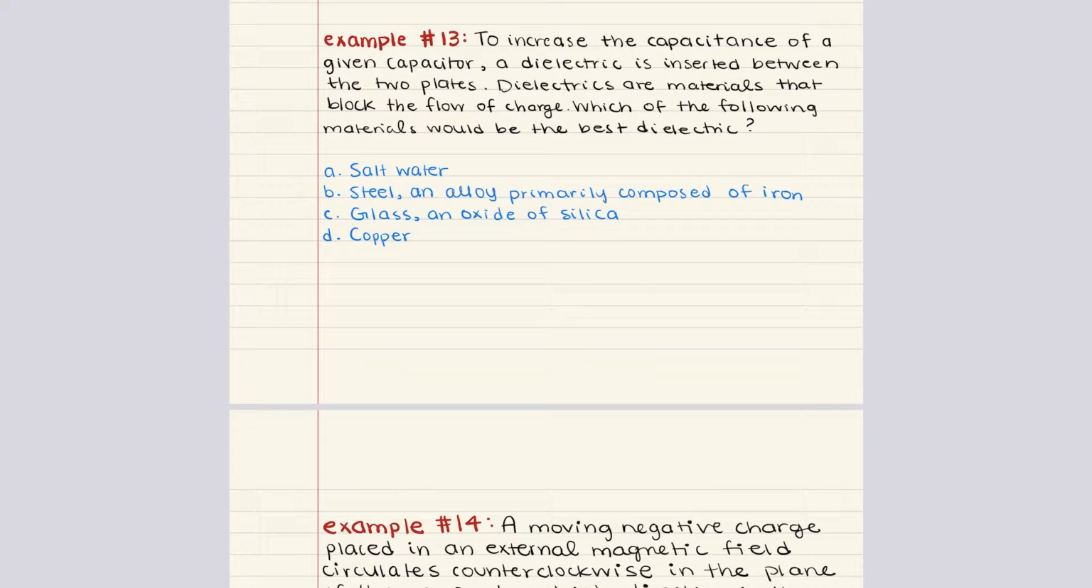Problem 13 says, to increase the capacitance of a given capacitor, a dielectric is inserted between the 2 plates. Dielectrics are materials that block the flow of charge. Which of the following materials would be the best dielectric? Salt water, steel, glass, or copper?